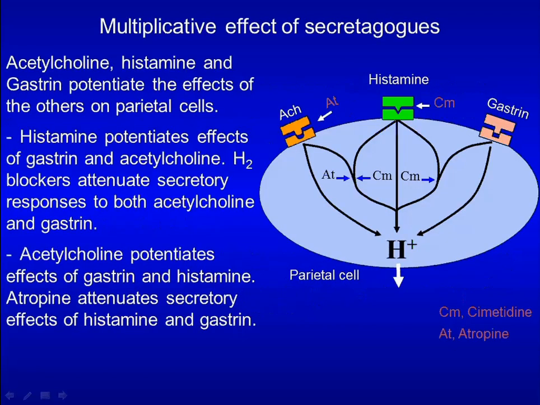This represents a parietal cell. Parietal cells have receptors for acetylcholine, histamine, and gastrin. Histamine enhances the effects of acetylcholine and gastrin. These effects can be blocked by the histamine H2 receptor blocker, cimetidine. Acetylcholine can enhance effects of gastrin and histamine. These effects can be blocked by the cholinergic antagonist, atropine.